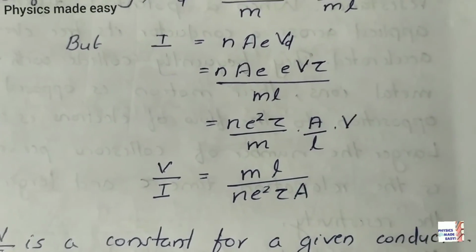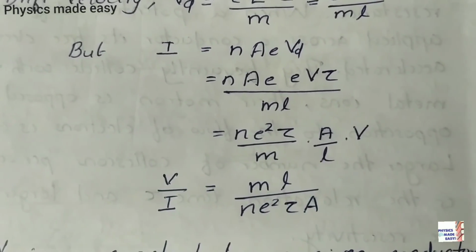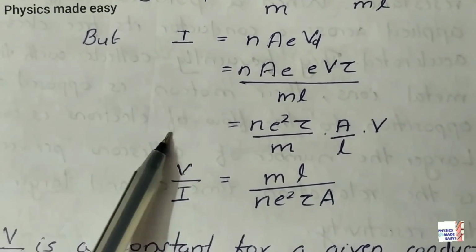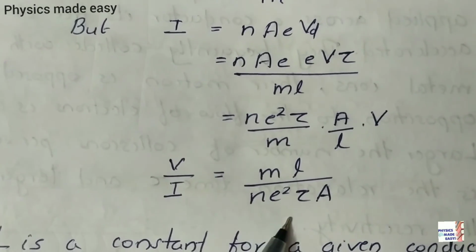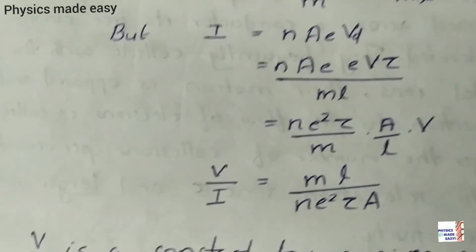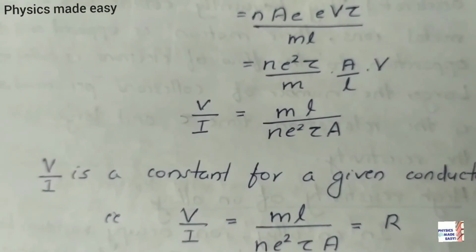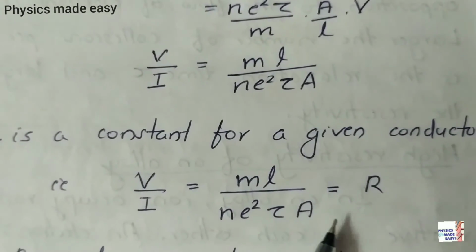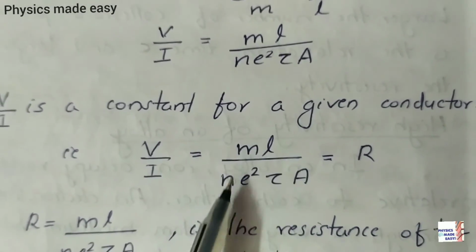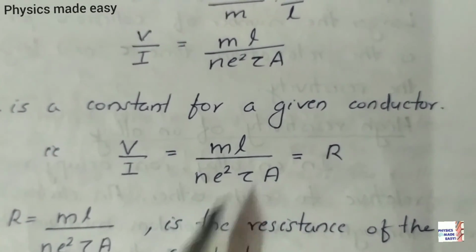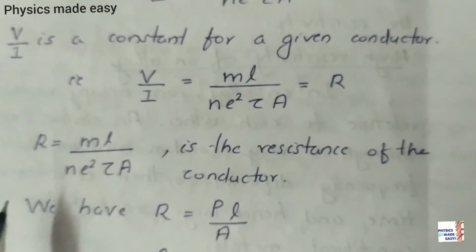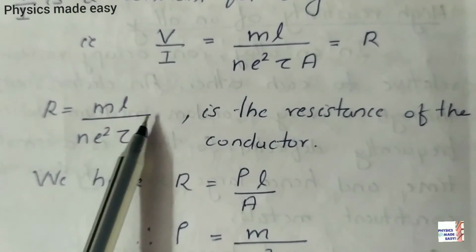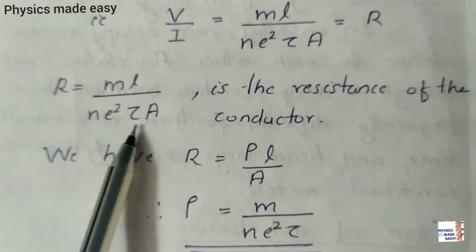That is the current. From this we can write V by I equal to mL divided by Ne square tau A. You know V by I is a constant for a given conductor, that is the resistance. So we can write the resistance of the conductor as R equal to mL divided by Ne square tau A.